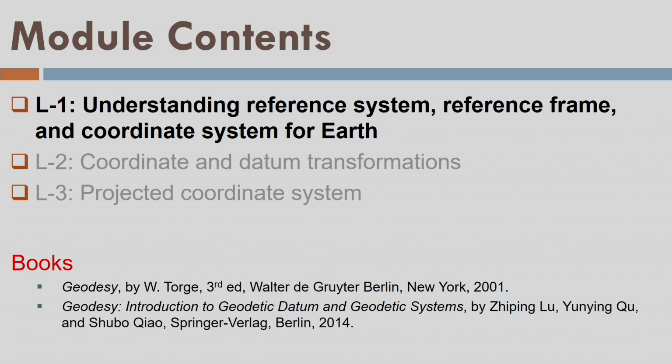So let us dive into this module 2, and the first lecture of this module is understanding reference system, reference frame and coordinate system for earth. Remember that we are trying to define these for the earth, and not for a small area of 100 meter by 100 meter, 50 meter by 50 meter and so on. This module contains 3 lectures, and we will go one by one in a series and connect them, to see how they are connected together. So let's start with the first lecture.